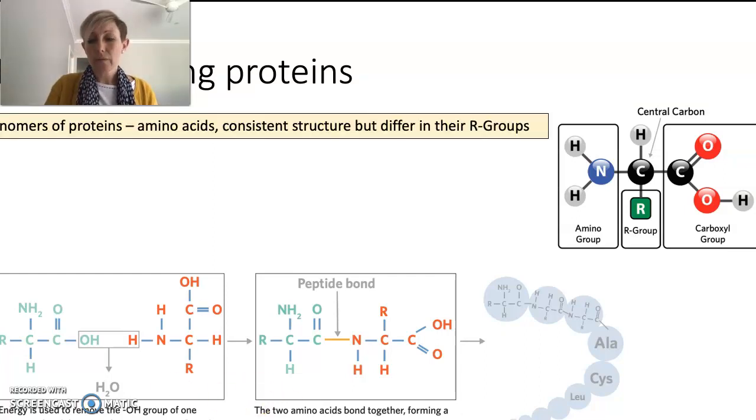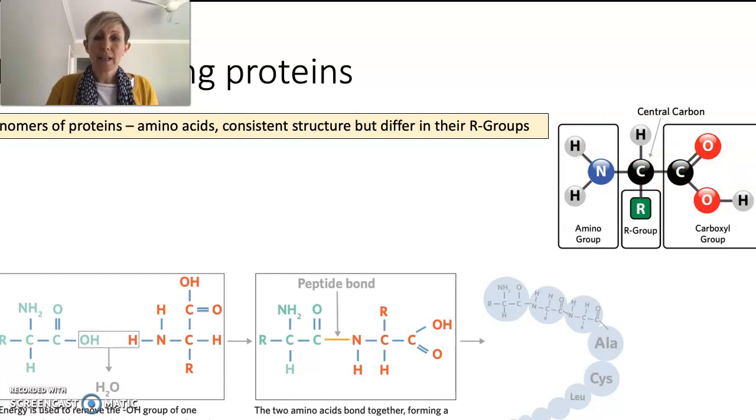Okay. So firstly, the monomer of the protein is an amino acid. So amino acids have a consistent structure. They all have an amino group or an amine group. They all have a carboxyl group. They all have a central carbon. The only difference between the 20 amino acids that we know of is this little R. Now that R can be a range of different atoms, and that's where the difference occurs in your amino acids.